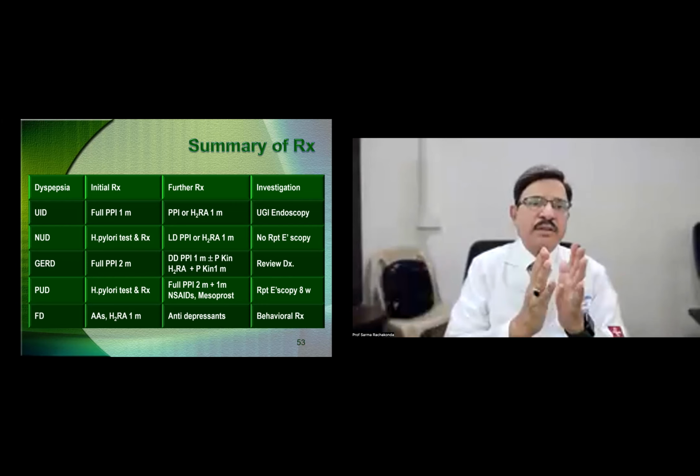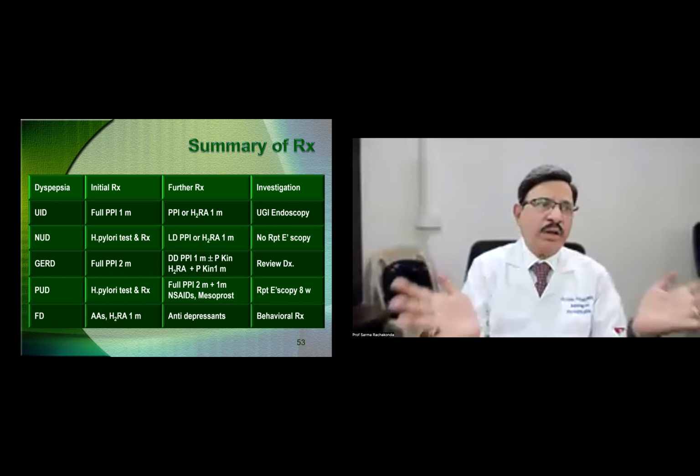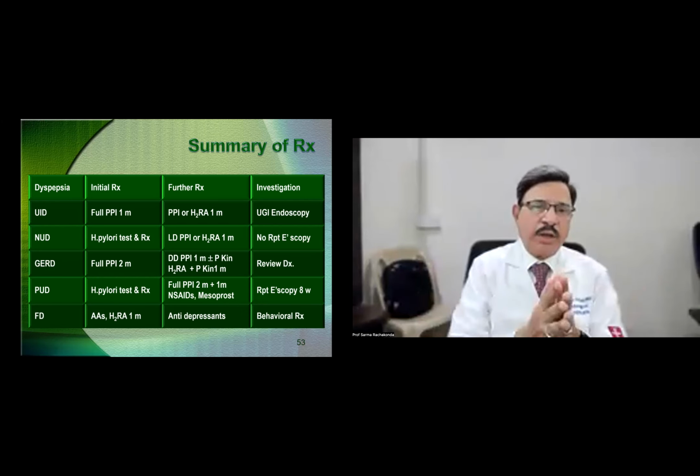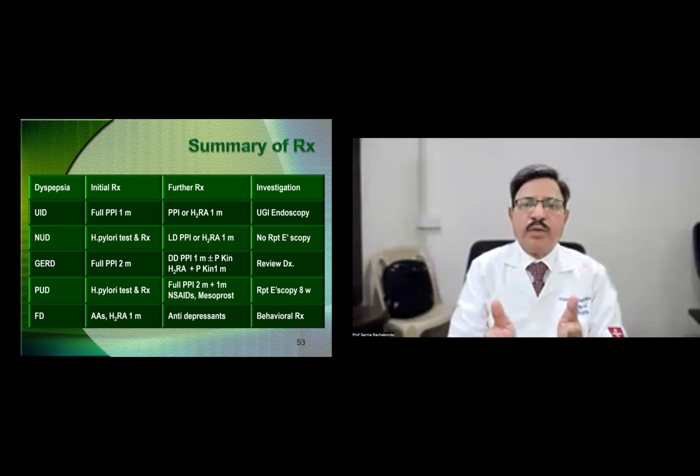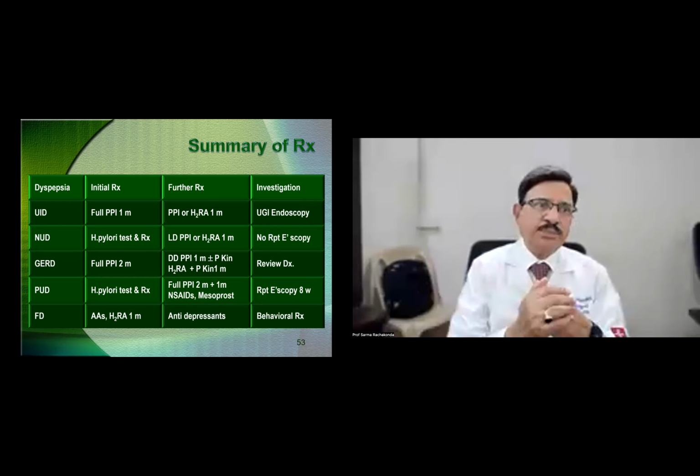NUD, non-ulcer dyspepsia. I have put the endoscope. There is no ulcer, but there is dyspepsia. Test for H. pylori and then treat. Low dose PPI, followed by low dose PPI or H2RA for 1 month. No repeat endoscopy for non-ulcer dyspepsia.